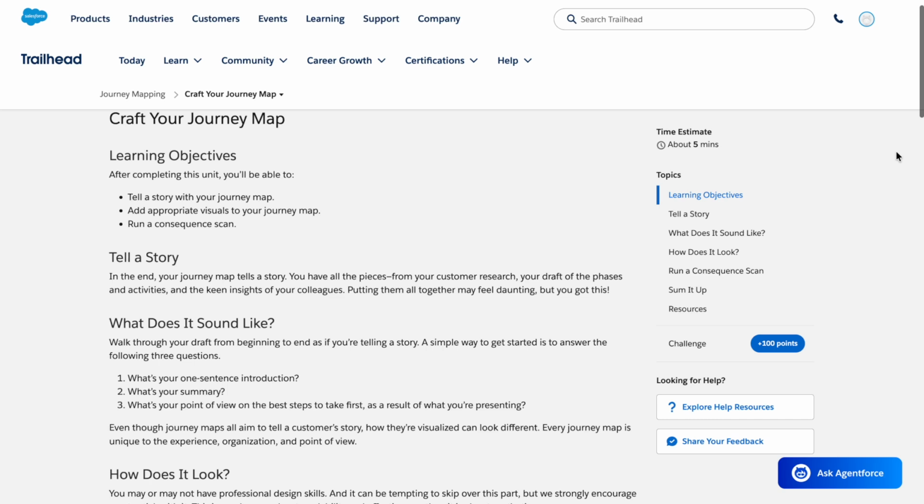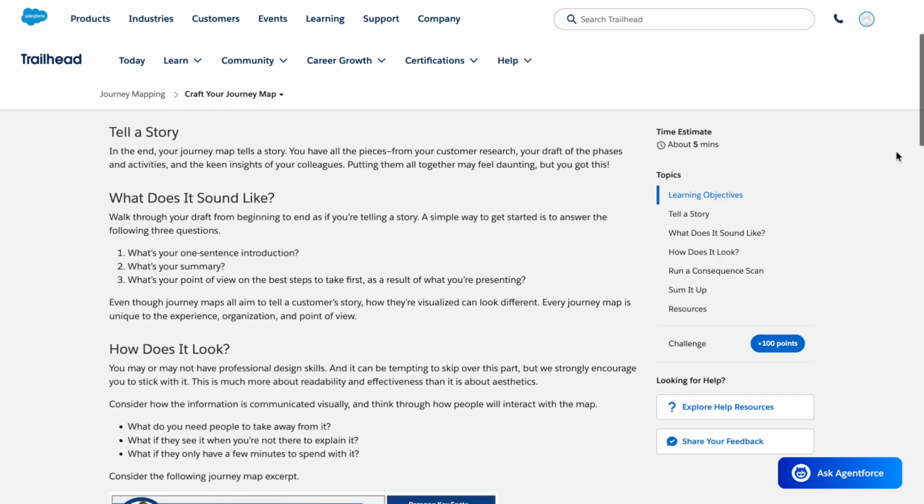Tell a story. In the end, your journey map tells a story. You have all the pieces, from your customer research, your draft of the phases and activities, and the keen insights of your colleagues. Putting them all together may feel daunting, but you got this. What does it sound like?